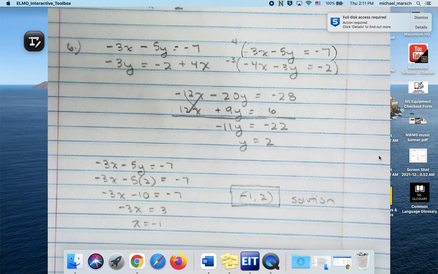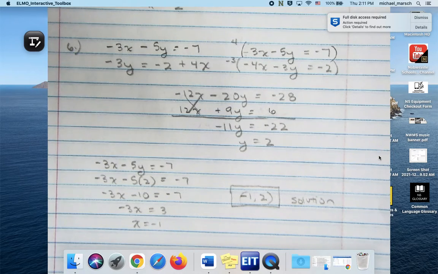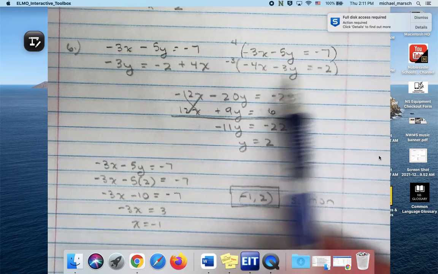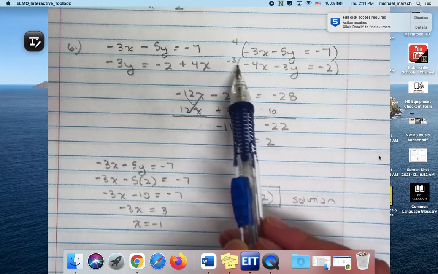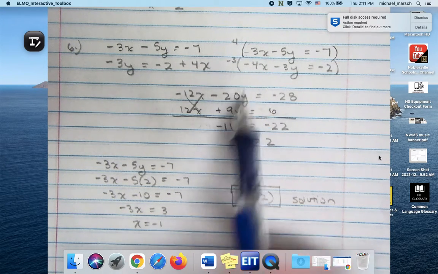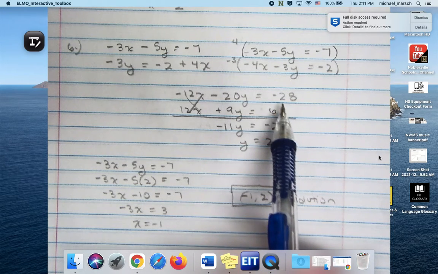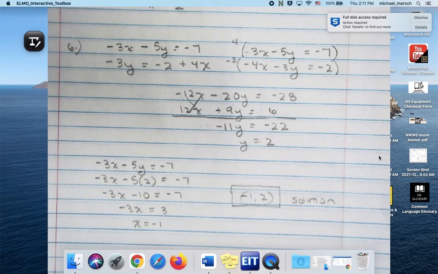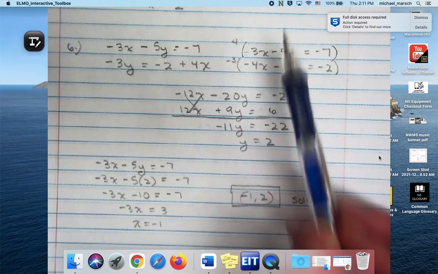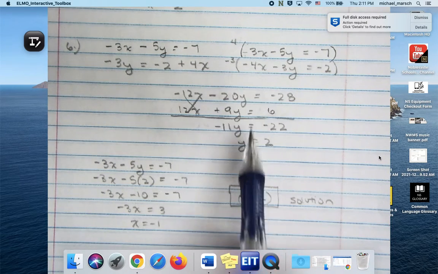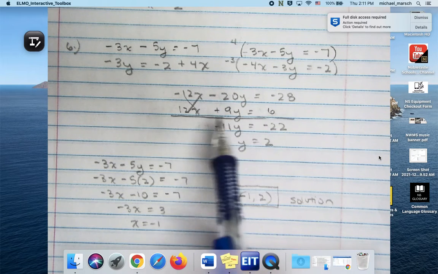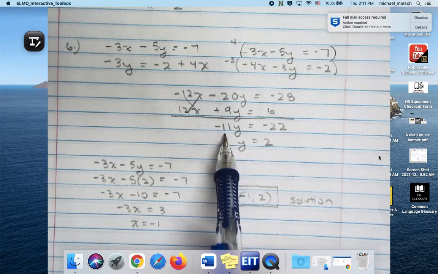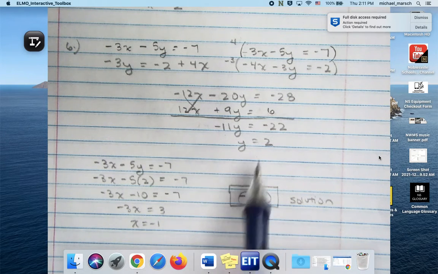You just never know. Okay, so then I wanted to cancel out my x's. So I multiplied the top equation by 4, and then I had to multiply the bottom equation by a negative 3 so that the x's would cancel out. Or you could have done the top one by negative 4, bottom one by... there's a couple different things. You could have gotten rid of the y's first. There's a lot of things you could have done differently here. So then when I do those distributions to every term, I end up with negative 11y equals negative 22.